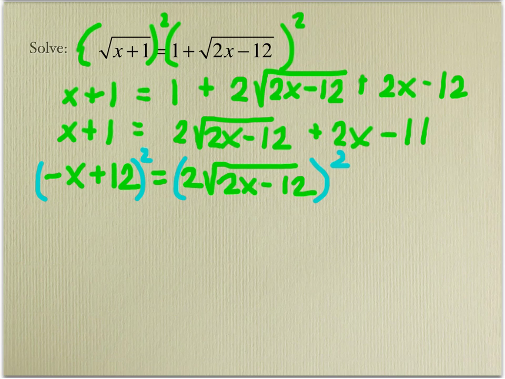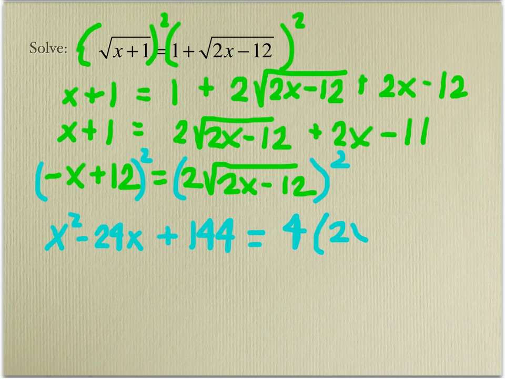So on the left side, I'm going to end up with x squared. I'm going to end up with a plus 144. What's my middle term going to be? Well, my middle term is always this times 2. So negative 12x times 2 should give me negative 24x. Meanwhile, on the right side, when I square this, I can square the 2. That'll give me 4. And then I will get 2x minus 12 because the square root signs are eliminated there.